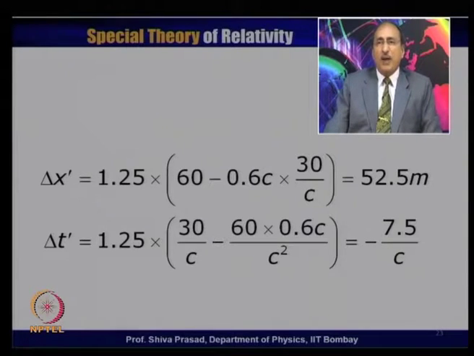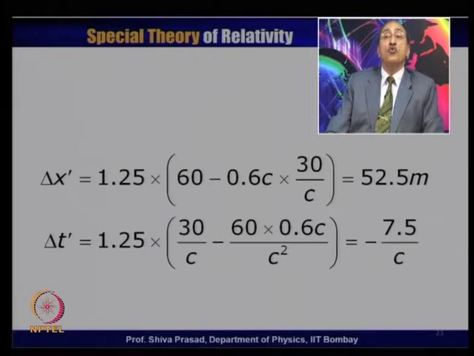So, according to the S prime observer, these two events did not occur at a separation of 60 meters along the x direction, but they occurred at a difference of 52.5 meters.